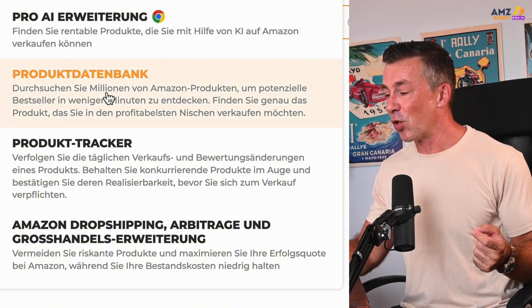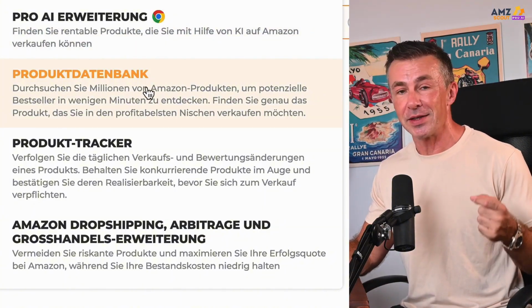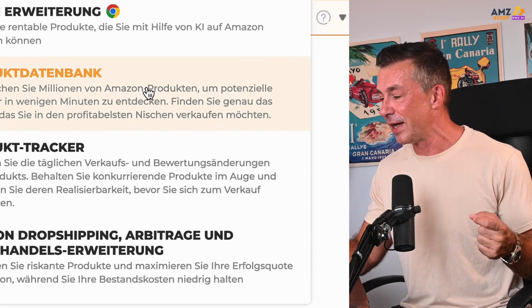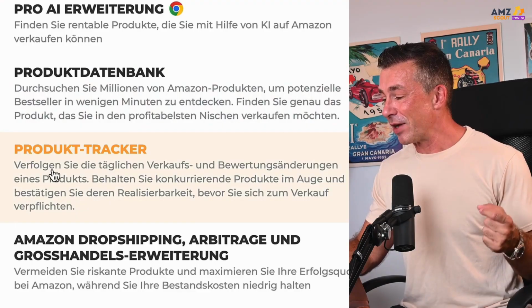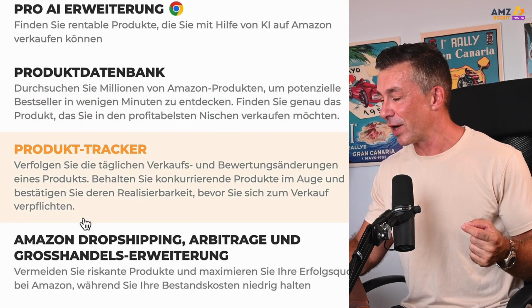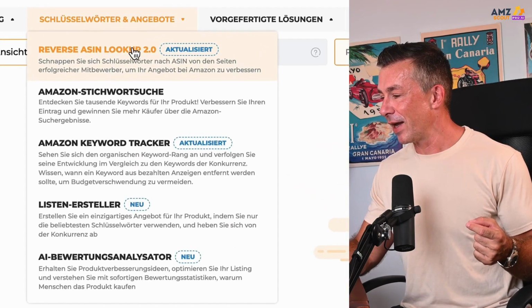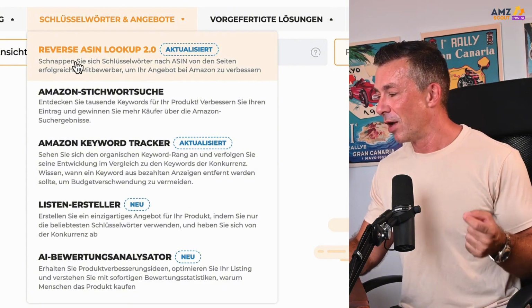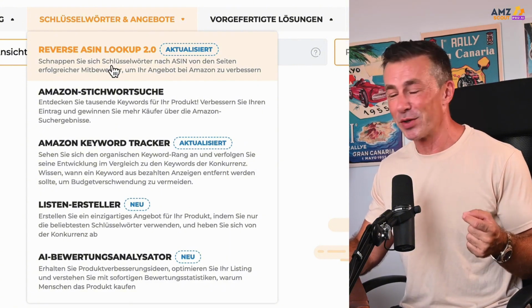Then here you have the product database where you can get product ideas suggested to you on the website based on your criteria. We'll do that next after the tour because then we have the product tracker. There you can save product ideas and compare their data at any time. And then it continues with keywords and offers. So by keywords, we mean search terms. Keep in mind that the German is 99% accurate.